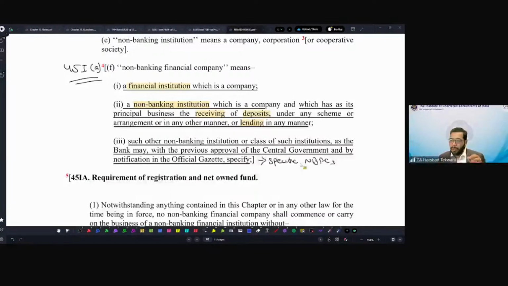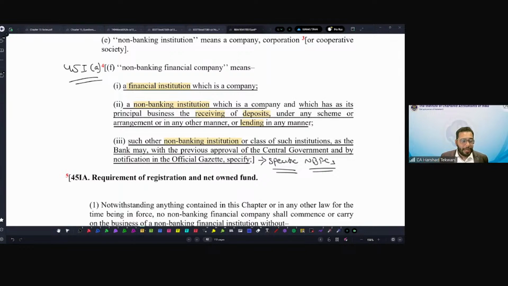Do you know any example of a specific NBFC? I'll go to those specific NBFCs in a while, but I have taken one example. Yes, very good, Ujini. CIC, Core Investment Company. That company is notified by the Reserve Bank through notification, and that is the business of a non-banking financial institution.